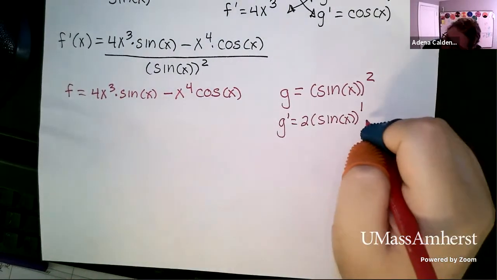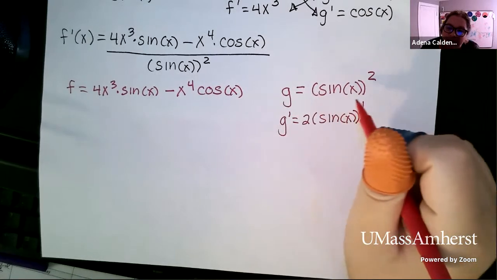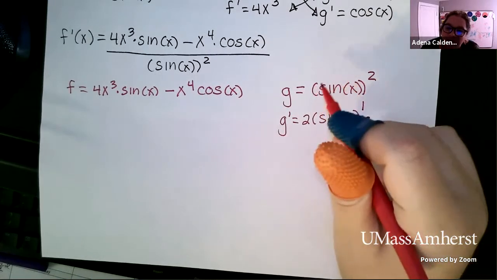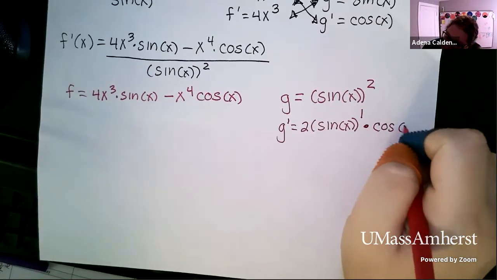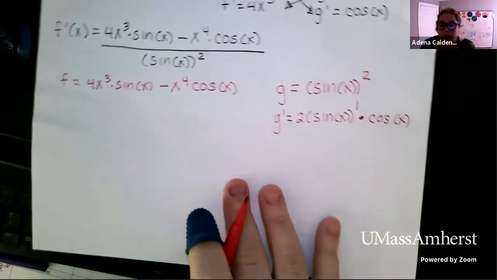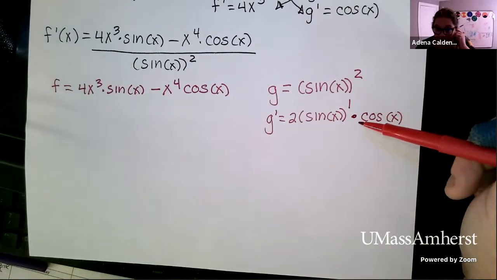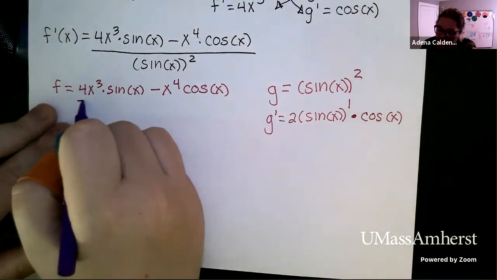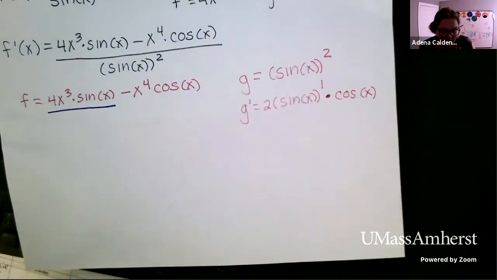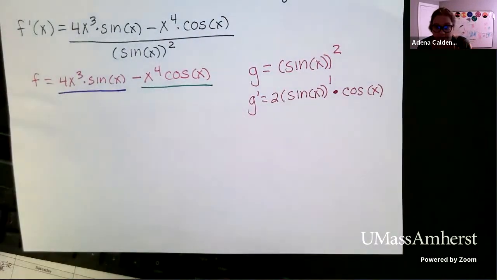But then in the chain rule, we have to remember to multiply this by the derivative of the inside. And so the inside here is sine. So the derivative of sine is going to be cosine. So that's the chain rule here that's going to give us the derivative of g. Now for f, I'm going to split this into two pieces, right? Here's the first term, and here's the second term.